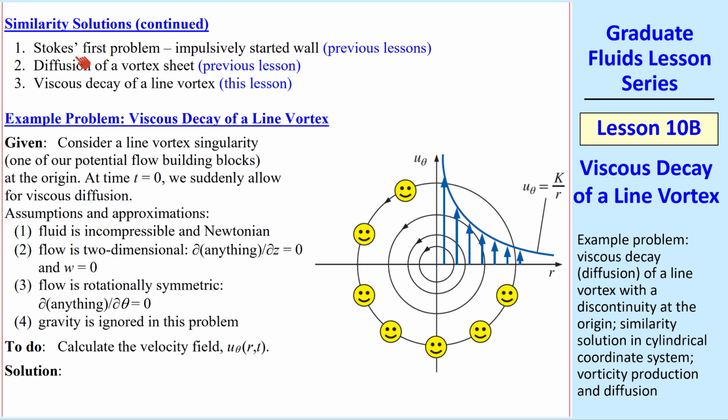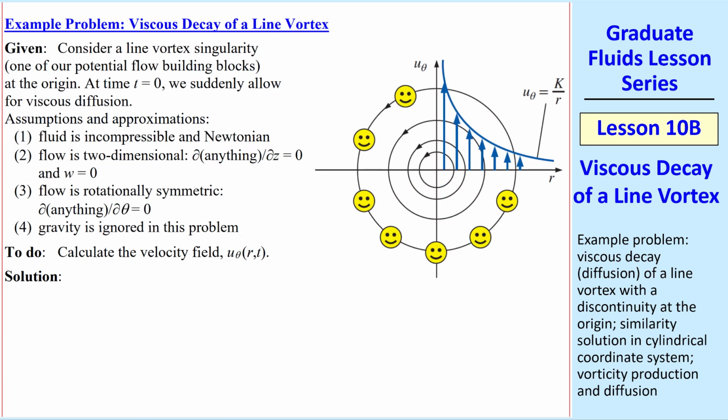We already looked at Stokes' first problem and the diffusion of a vortex sheet. The present problem is kind of an axisymmetric version of this vortex sheet diffusion. Here's the setup of the problem.